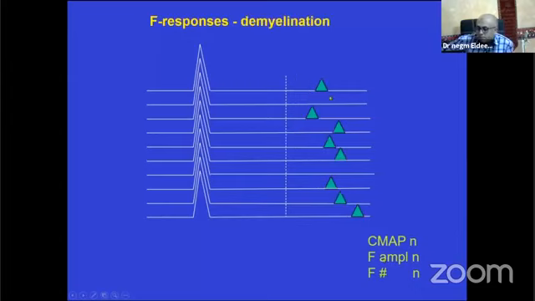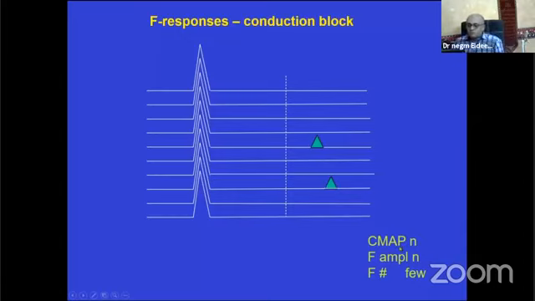When we have a demyelination, all the F responses are delayed. So CMAP amplitude and F amplitude are normal and persistence is normal, but the latency is increased. When it comes to conduction block, then the CMAP, depending on the position of the block, is normal, but we have fewer F responses. So the CMAP is normal. F amplitude of those that occur is normal, but we have a reduced persistence.